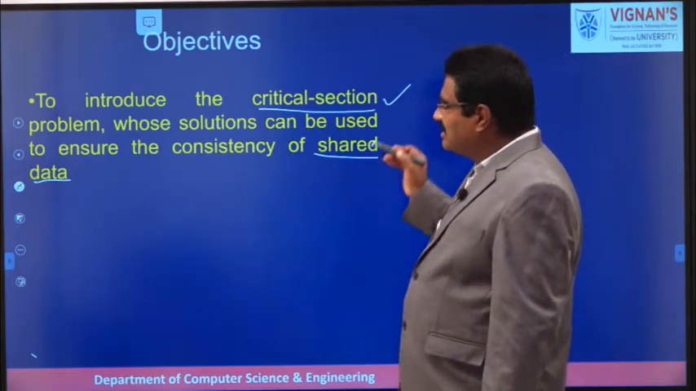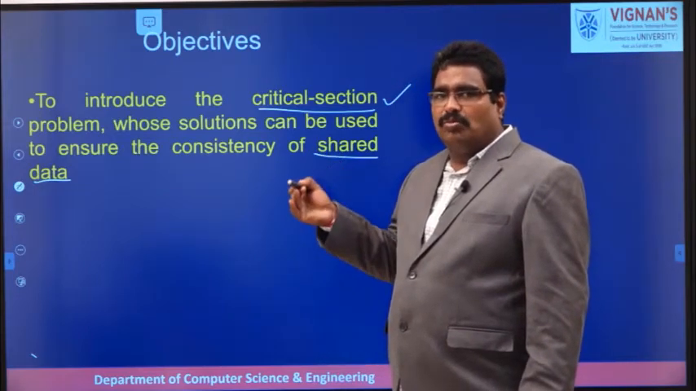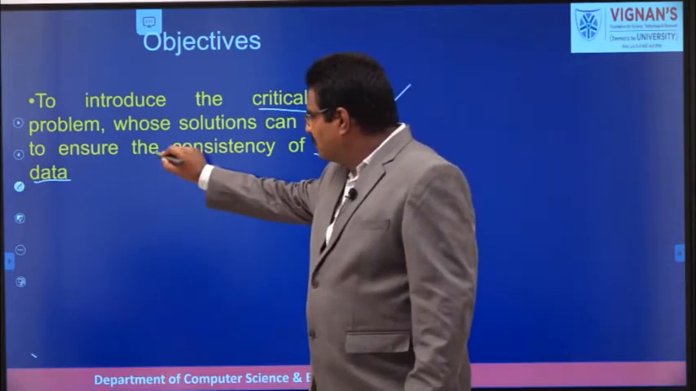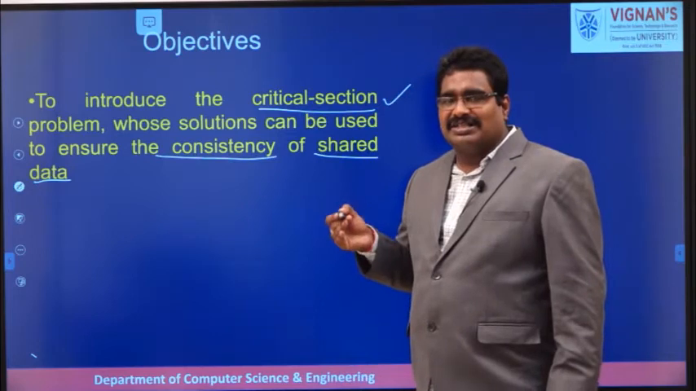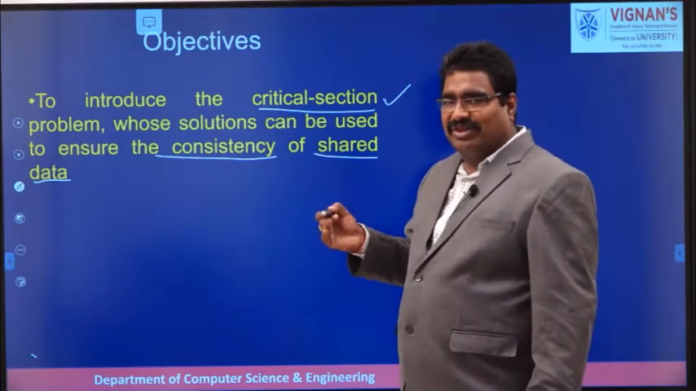So what is the critical section problem? If more than one process tries to modify the shared data, there is a possibility of data inconsistency, so consistency problems will arise. We will discuss this with an example.